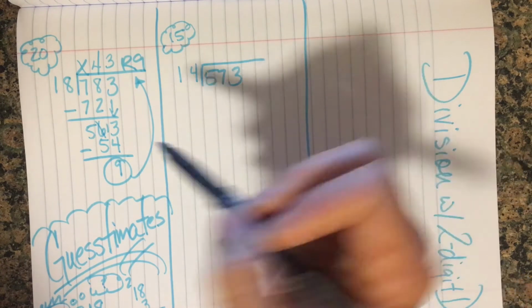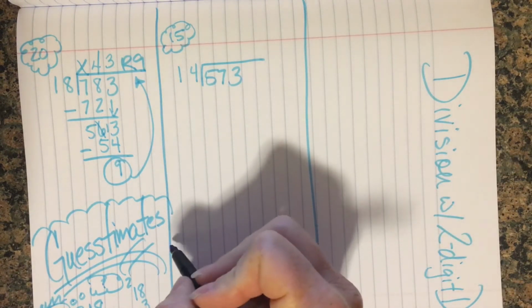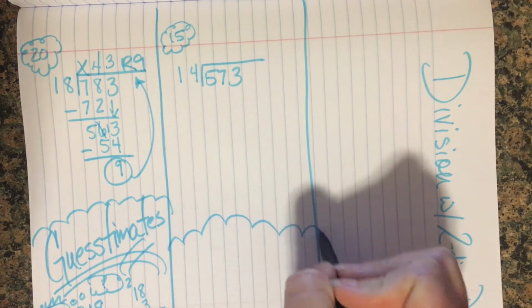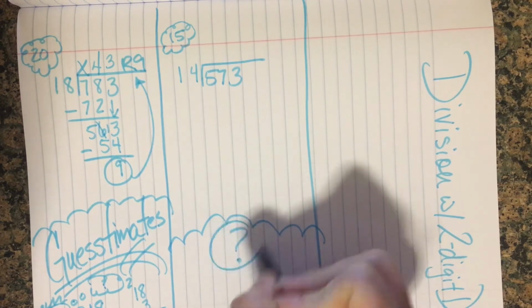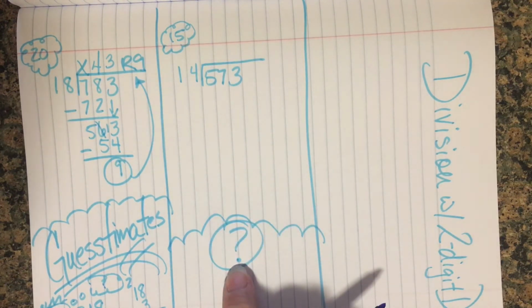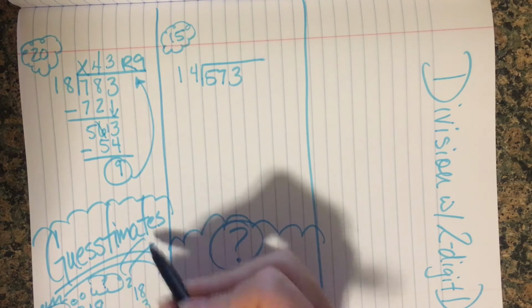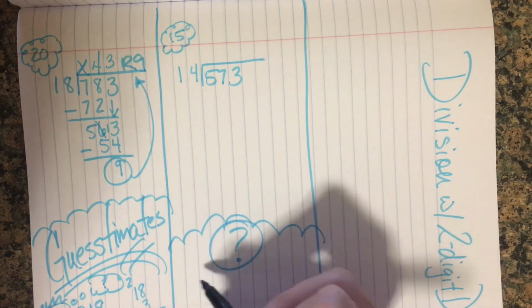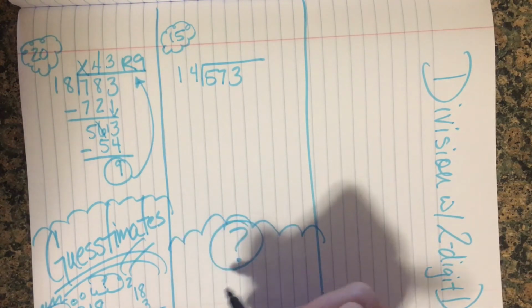I might be right, I might be wrong, but that's where this little section at the bottom is. Usually my former students would just put a question mark for their guesstimates because they didn't want to write that out, and I don't blame them. But this is just your scratch area.